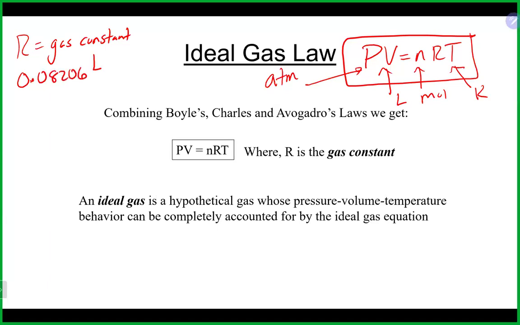0.08206, and it has units of liters times atmospheres divided by Kelvin times mole. Nowadays, people like to round this number to 0.0821. I'm good with whichever number you want to use.